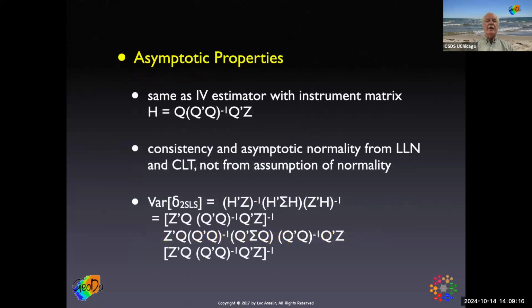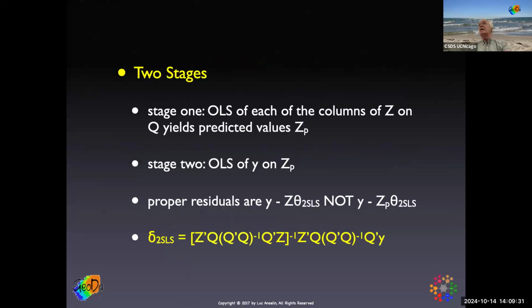And then the asymptotic properties are the same as before. We have the instrumental variable. The prime denotes transpose. Yes, so if Z is N by K, then Z prime is K by N, flipped.